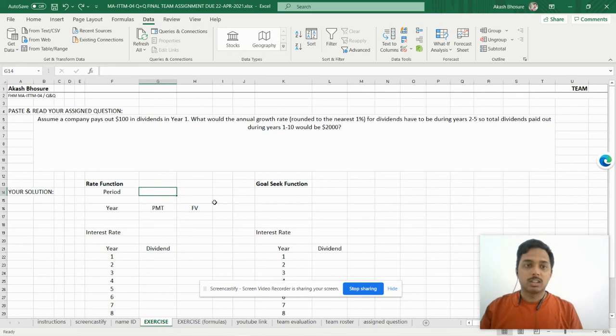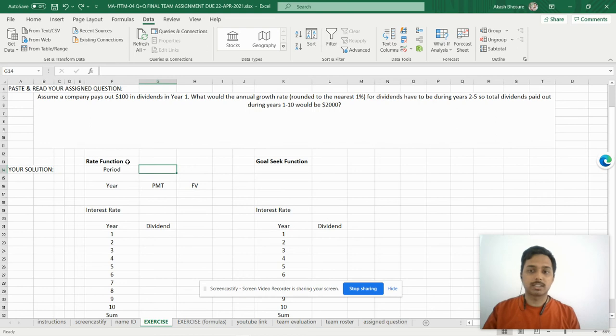Hello, sir. I got question number two. The question says to find growth until year 5 only. Based on that, we can solve it using two assumptions. Therefore, I am demonstrating both solutions for you. We can solve this by the RATE function and the Goal Seek function.